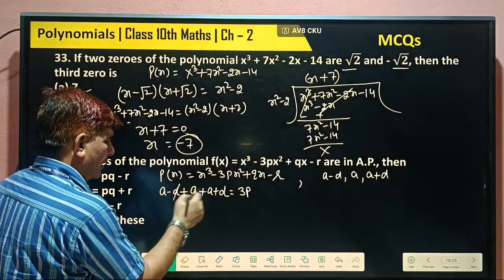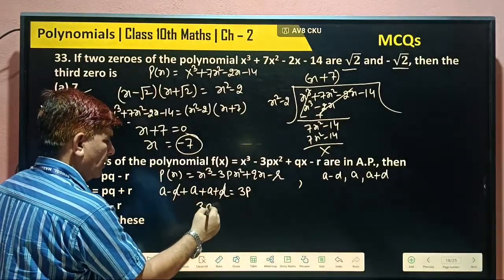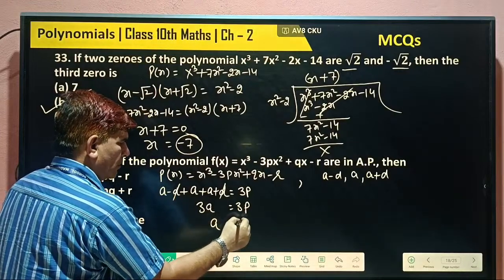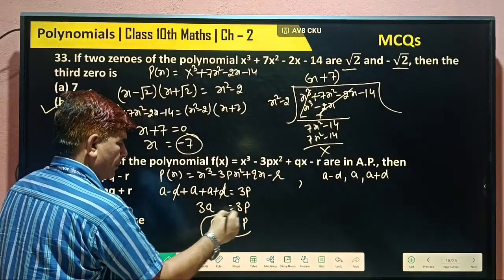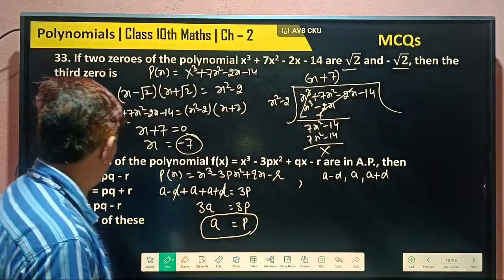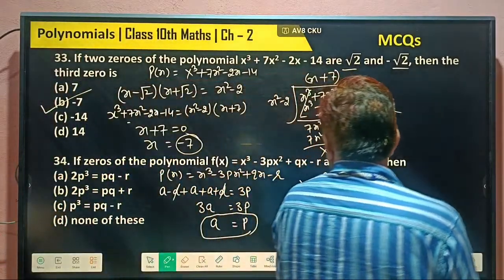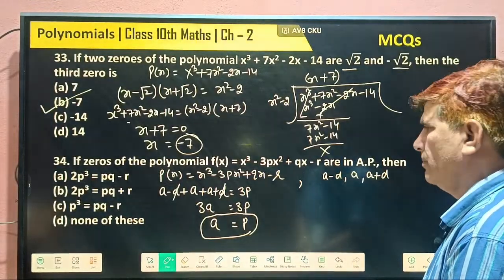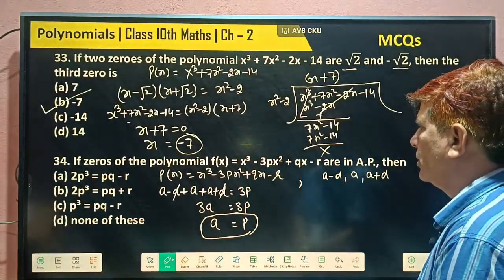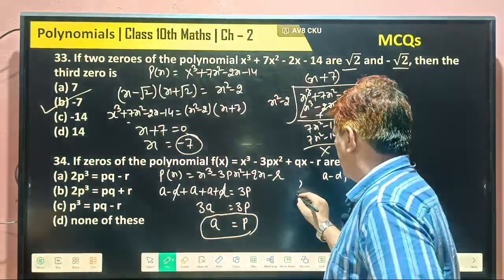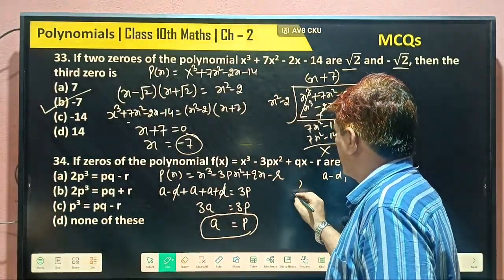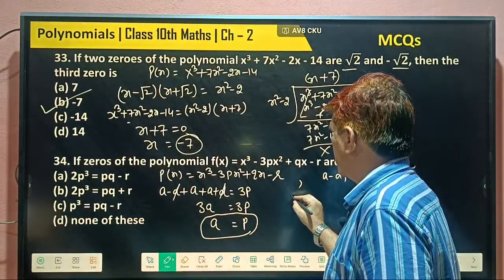If you cancel this, 3a equals 3p. It means a is equal to p. A is equal to p. And what do we have to find out? This relation. So we find the sum of the product of the zeros. What can we take?